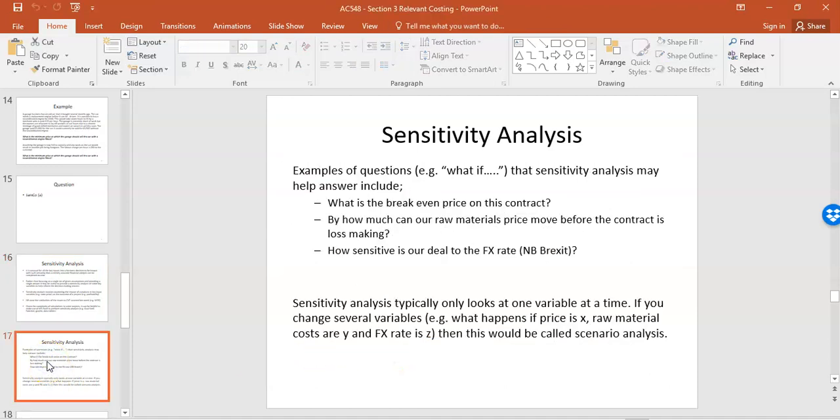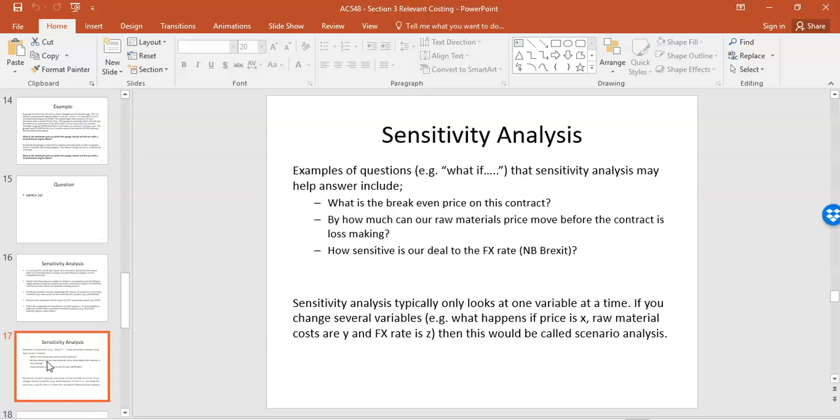Right? So, for example, what is the break-even price in the contract? By how much can the raw materials price move before the contract is loss-making? Or how sensitive is your deal or your contract to the foreign exchange rate? Particularly important in terms of Brexit, how volatile the euro-sterling rate can be.